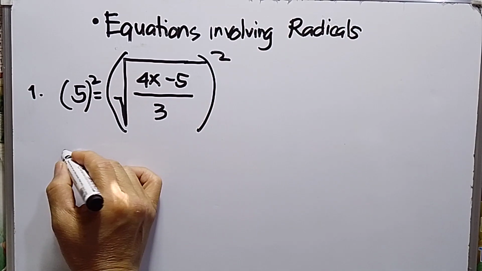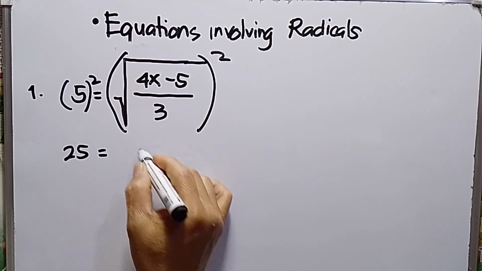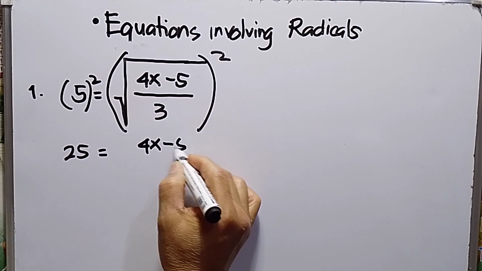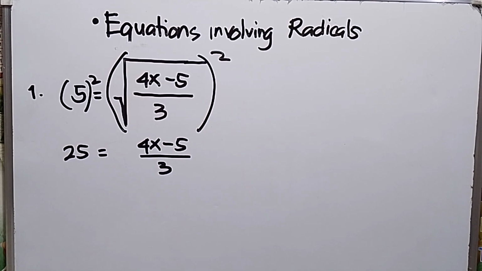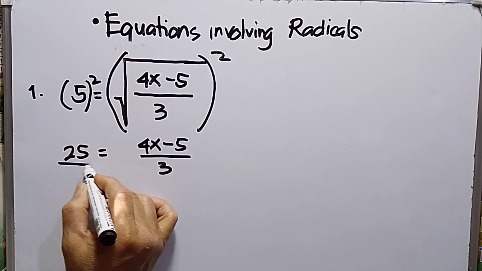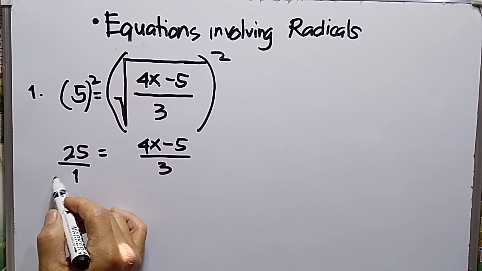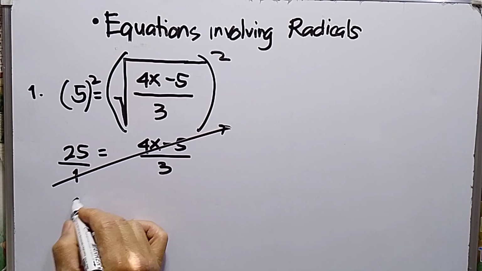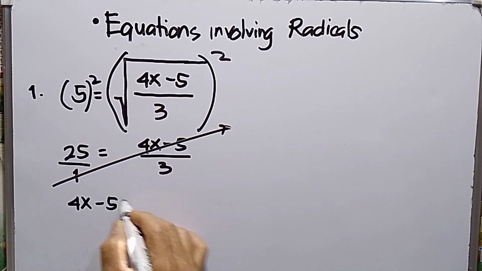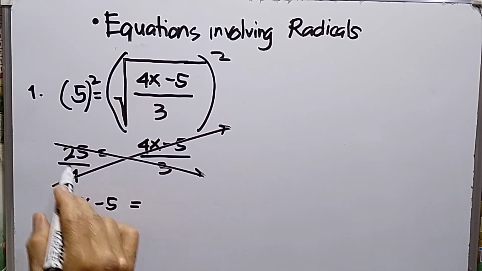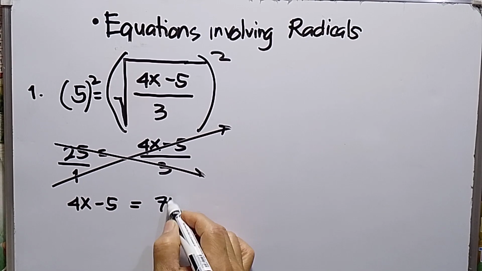Okay, so this will be 25 is equals to (4x minus 5) over 3. Since I don't have a denominator for 25, I will put 1 as my denominator, and then apply cross multiplication. So this will be 4x minus 5 is equals to 25 times 3, which is 75.